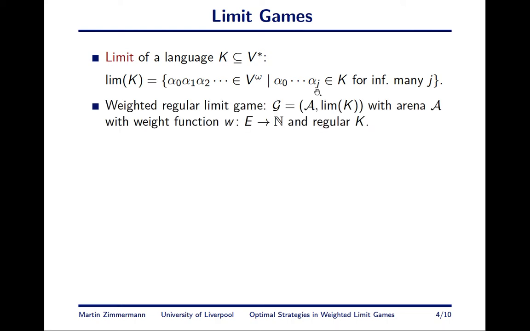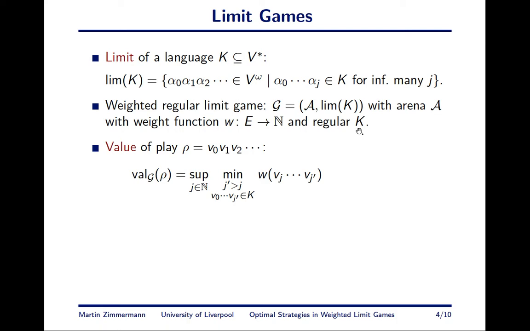Okay, now we say that a weighted regular limit game is a structure comprised of an arena A with weights, where we use natural numbers as weights for the edges. E are the edges of the arena A. And we have a winning condition of the form limit K for some regular language K over sequences of vertices of the arena. So the interaction between the two players is given by this arena A, and the winning condition will be given by a DFA for this regular language K.